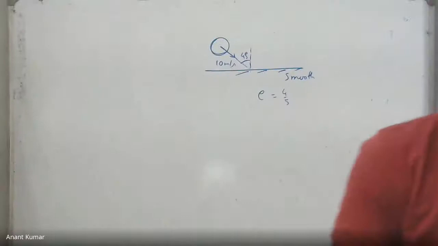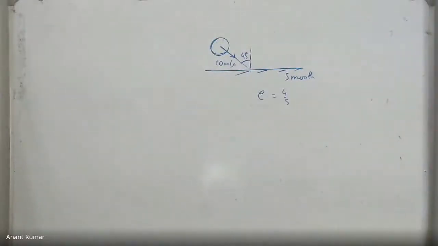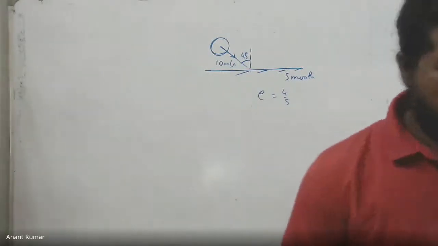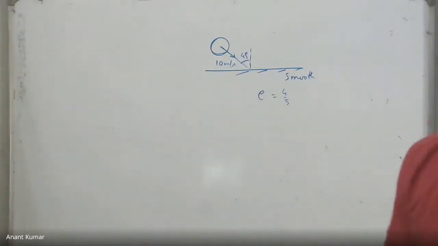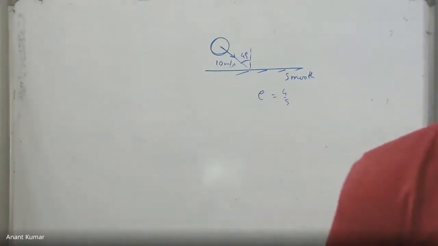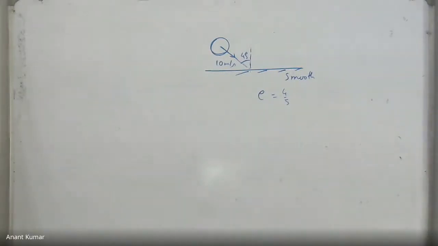Okay, in this case the ball is moving at a speed of 10 meter per second and strikes the floor at an angle of 45 degrees. We need to figure out the final velocity, which implies speed and direction as well. The restitution coefficient is 4 by 5, but there's no friction, mu is 0 actually. What will be the final velocity of the ball? That's the question. Find it out.